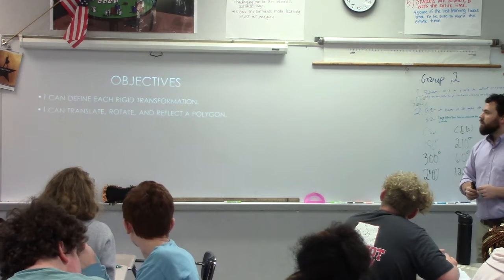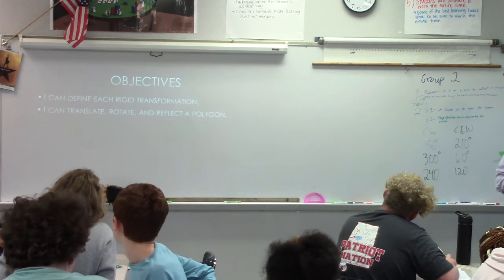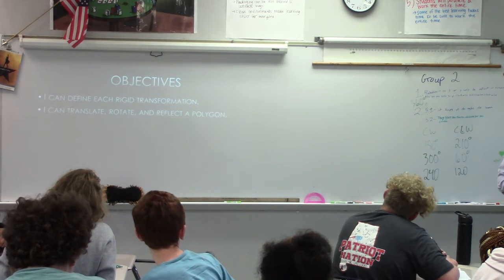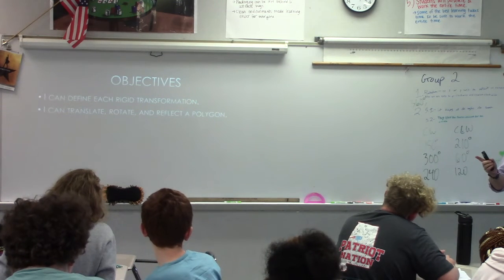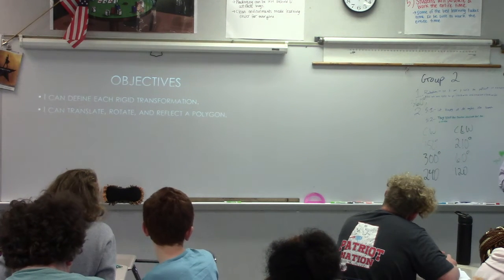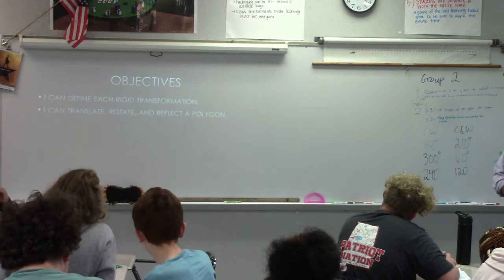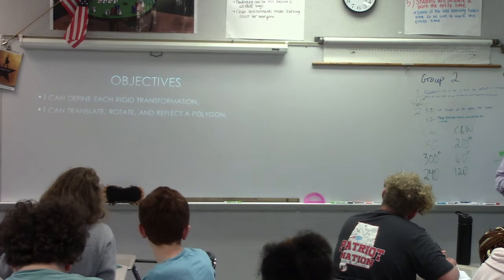Okay. So hopefully we can define each rigid transformation. I will point this out. Hopefully we have a good picture of what we mean by a rigid transformation. What do rigid transformations do? They translate, rotate, reflect a polygon. Hold on. Translations, rotations, and reflections are the rigid transformations, but what do they do? What did all three of those transformations do? Emily?